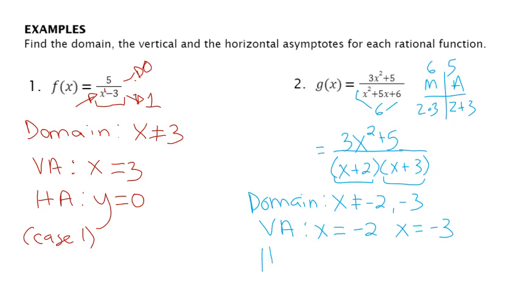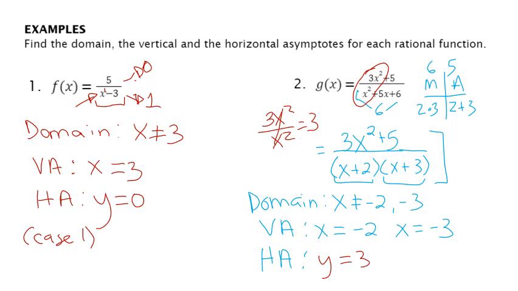And then for my horizontal asymptote, you can do a few ways. You can look at your factored answer, but I always think it's easier to go back to the original, and I see that I have the same degree on the top and bottom, x squared on top, x squared on bottom. So if I do 3x squared over x squared, I get 3. So my horizontal asymptote is y equals 3. This was the same as case 2. You don't have to list the case, but just so you know where that came from.